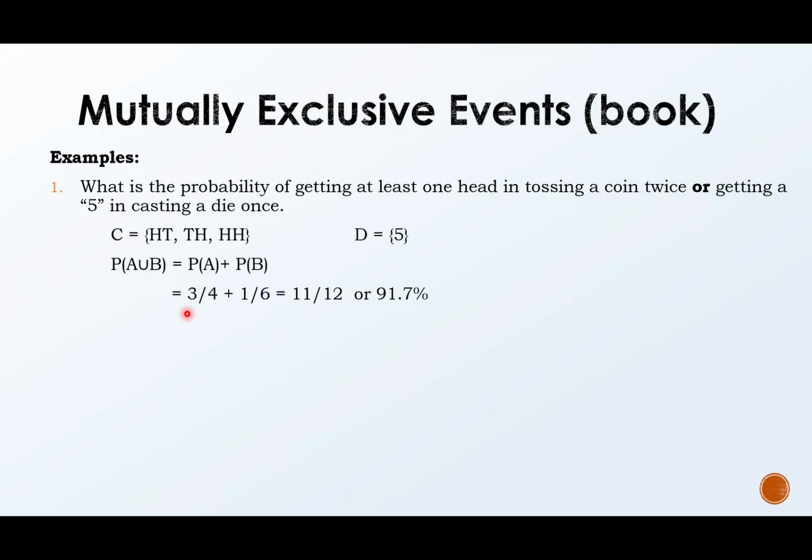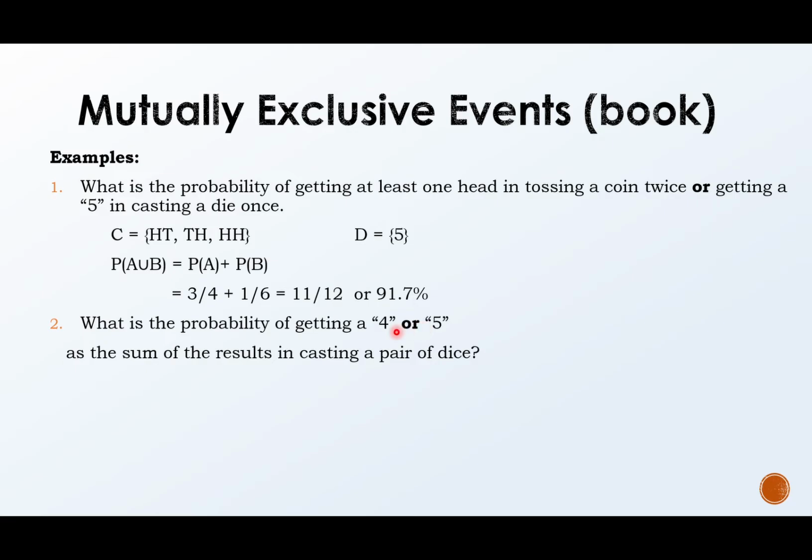So we have 3/4. Sino tong 3/4? It's for event C. Yung getting at least one head, 3 out of 4. And 1/6, sino to? Si 5. There's only one possible outcome kasi na makuha mo yung 5 when you roll a single die. So, 3/4 plus 1 out of 6, you can use calculator or you can do it mano-mano. Mag-LCD ka. The answer is 11/12 or 91.7%.